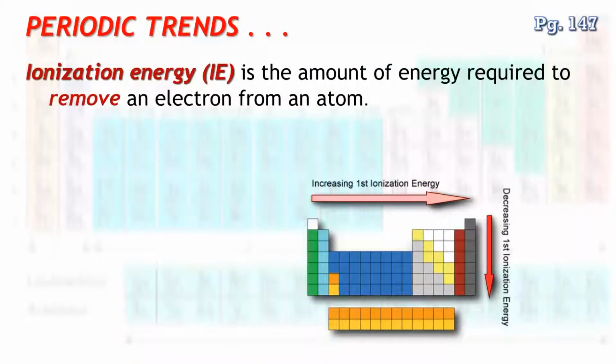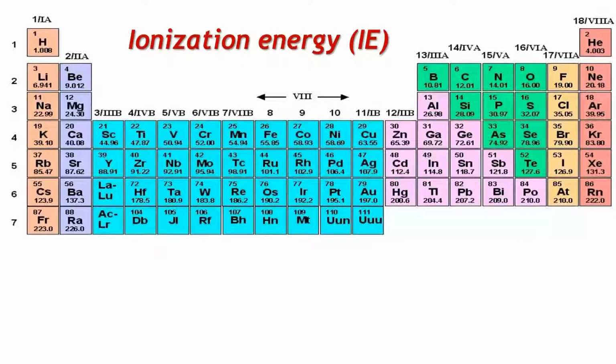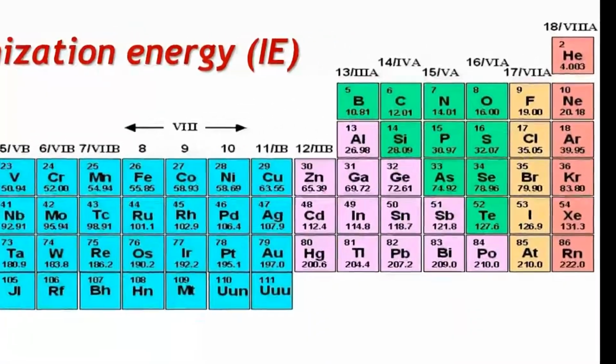Another trend of interest is what's called ionization energy, and this is the amount of energy that's required to remove an electron from an atom. Like if you wanted to steal an electron from sodium and take it away from sodium, you have to put in a little energy to take that electron out. So we're going to actually plot that trend on the periodic table, and we're interested in the question of, well, where's the highest and where's the lowest ionization energy?